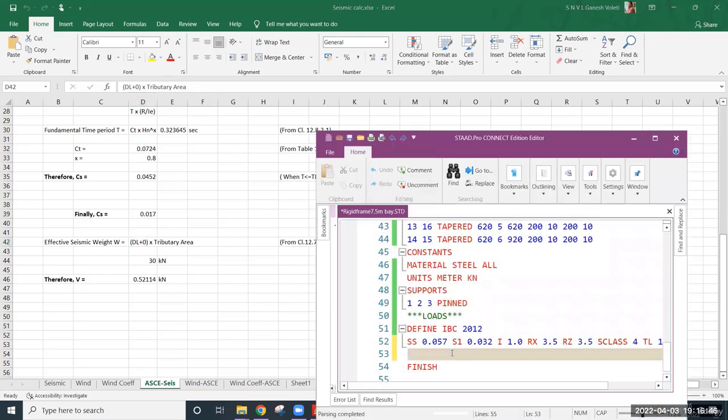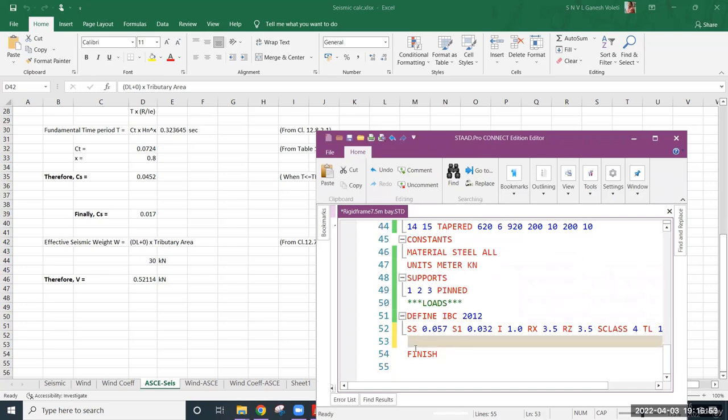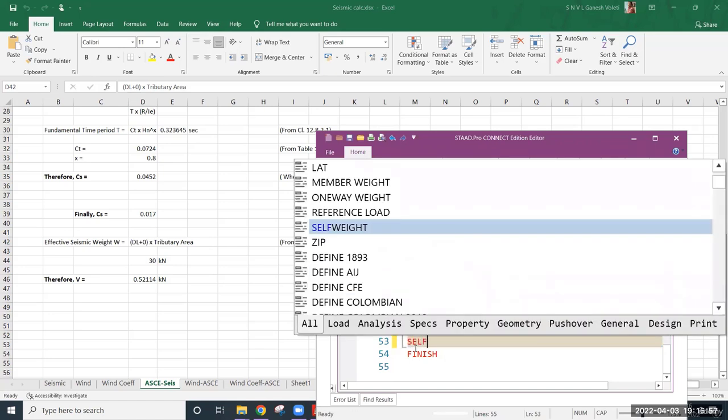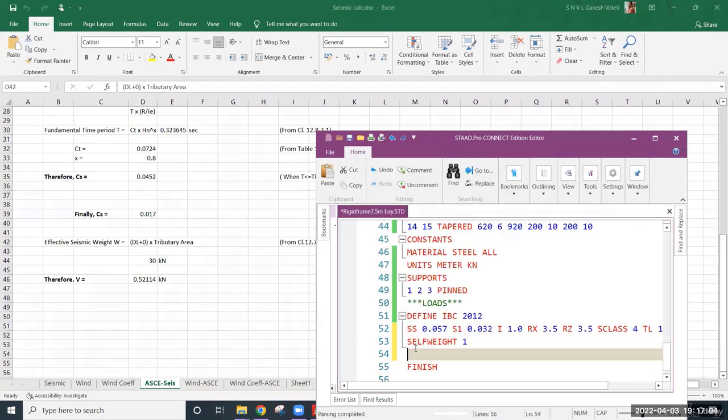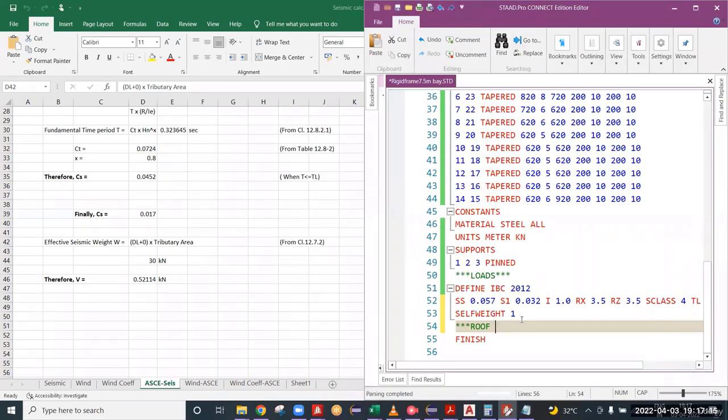In this session, first of all, anything we are giving weights, you have to define self weight also, because self weight also impacts seismic. Okay, so self weight 1, and then how to calculate seismic weight. So okay, I'm mentioning all these things in the commented lines here. You can ask if you have any doubt. Roof seismic weight.